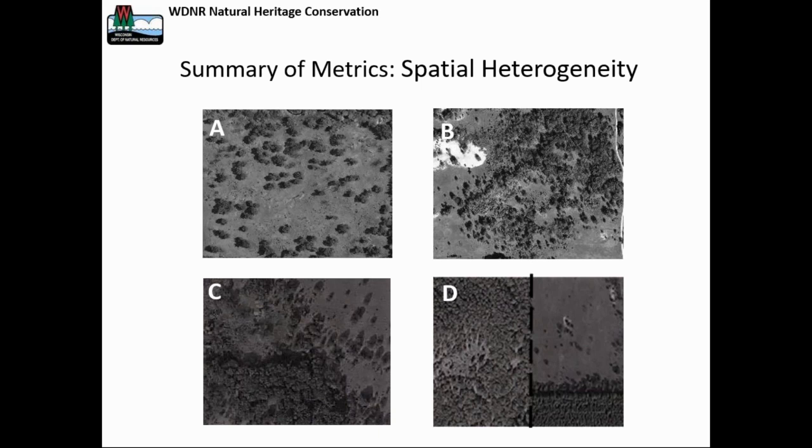But there's some intergrading there. It's not a super hard edge, versus D, which is pretty homogeneous, just a couple canopy gaps, or one really large opening with a hard edge.